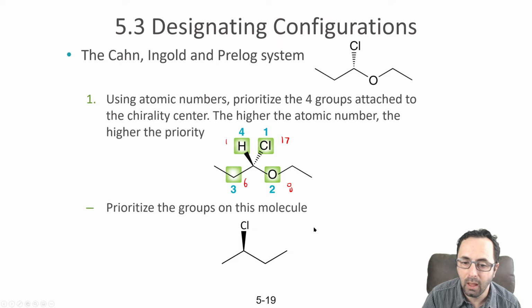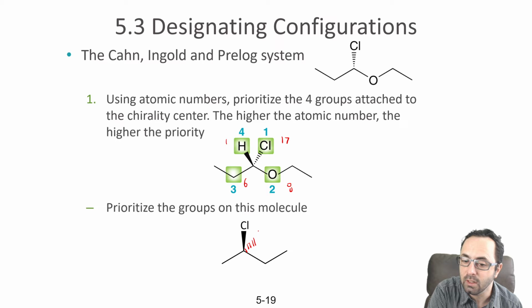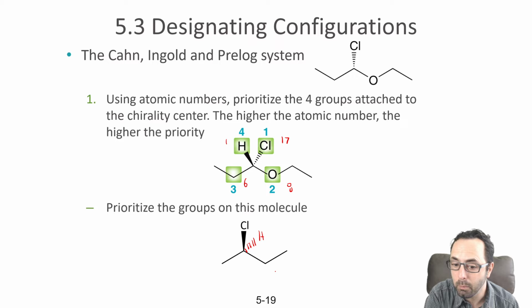And so at that point we would want to position the lowest priority group in the back. It's not positioned in the back here. There are ways that we can do that, and I'll show you that in just a moment. But what if we didn't have to do that? So here's a simpler example. In this case, the hydrogen is on the dash, so the hydrogen, the lowest priority, is in the back position.